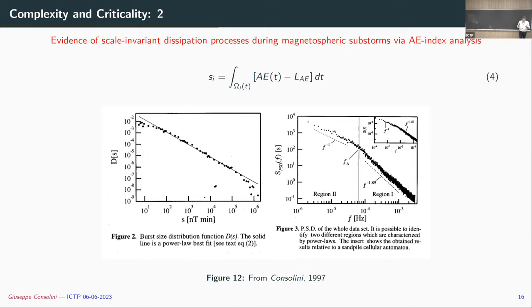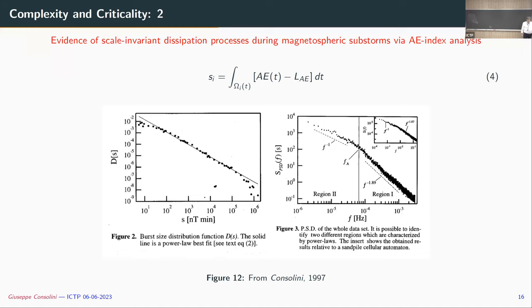AE index. I would like to remind that the AE index is a measure of the rate of the energy deposition in the auroral region. You can connect directly this index with the energy that is released during the magnetospheric substorms. By studying the distribution function of these bursts, integrating burst by burst, it was found that you can recover a power law distribution over nearly 3.5 orders of magnitude.